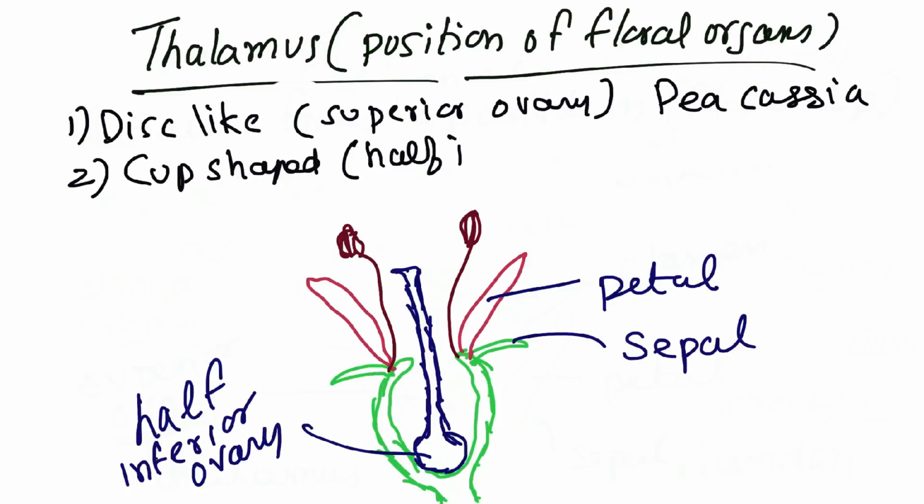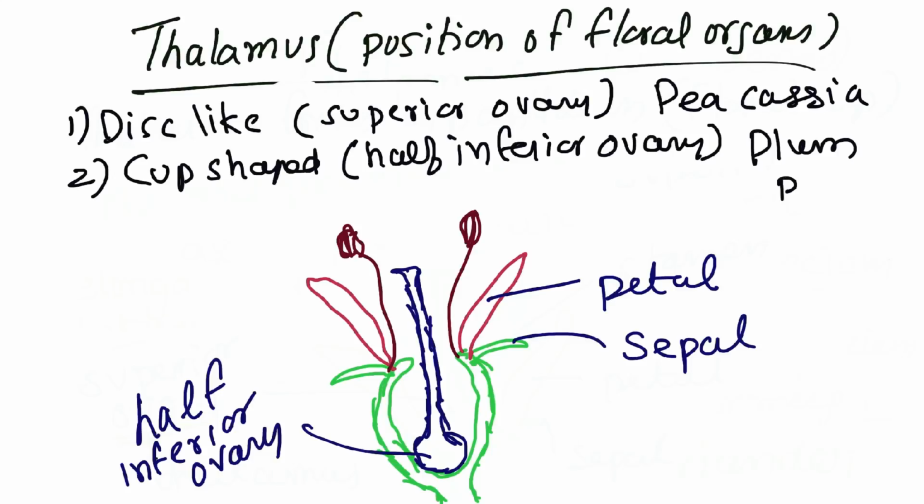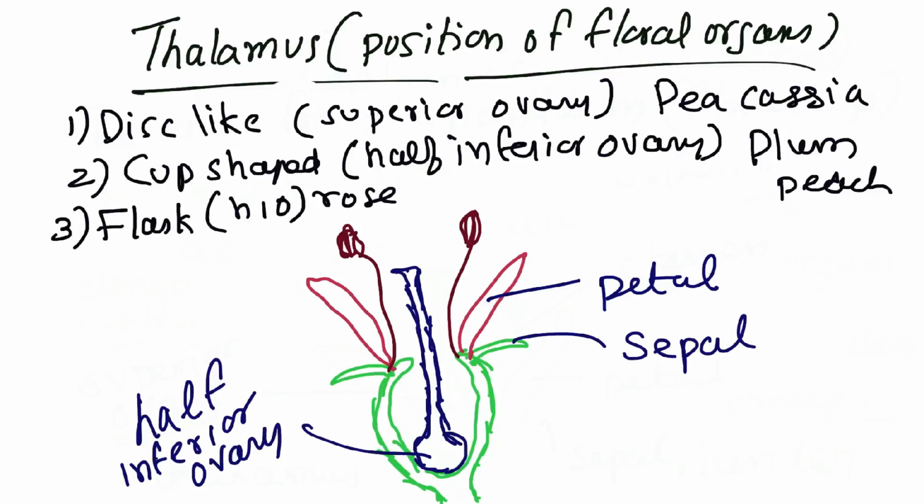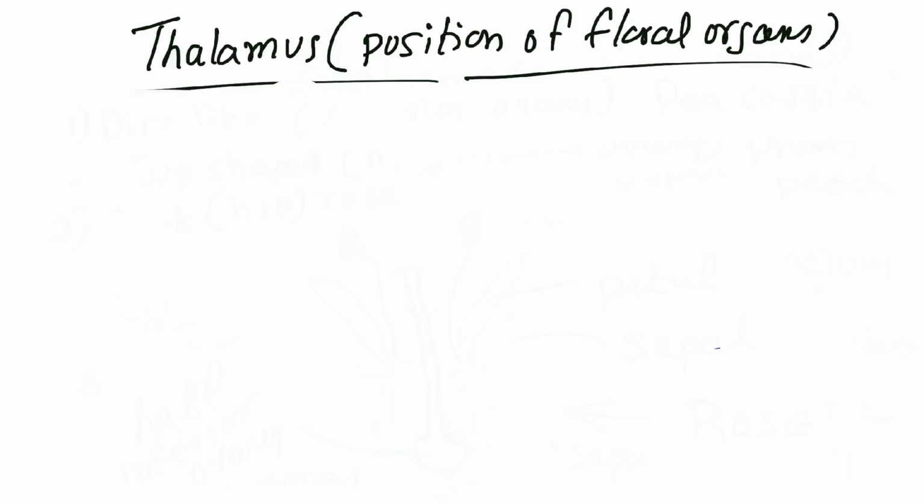The second subdivision is cup-shaped, that is half inferior, and important examples are plum and peach. The third example, of which the diagram is given here, is the case in which the thalamus is flask-shaped, and that is what is called half inferior ovary. That's the HIO, indicating half inferior ovary, and a classical case is that of rose.